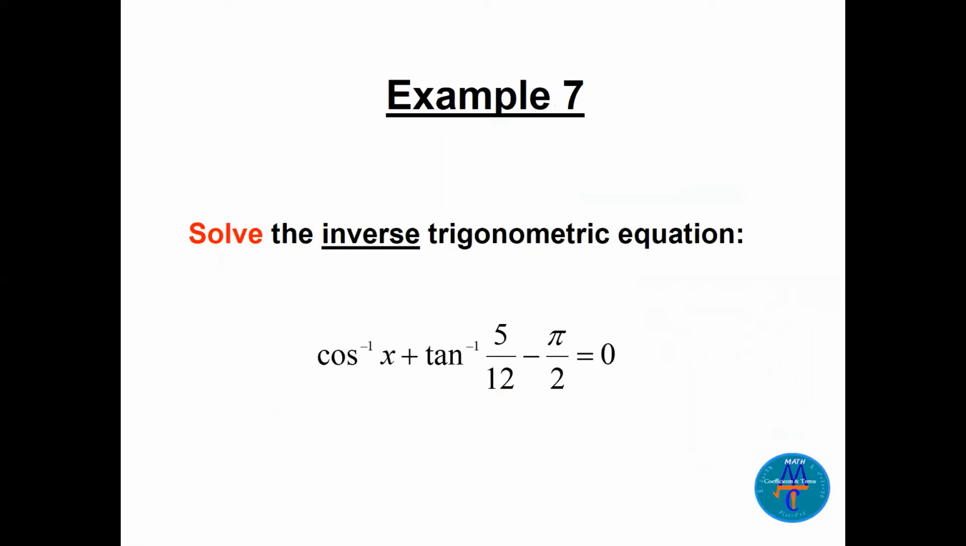Example 7, solve the inverse trigonometric equation. Cosine inverse of x plus tan inverse 5 over 12 minus pi over 2 is equal to 0. Let's find the value for x.